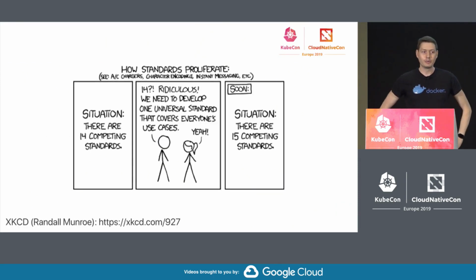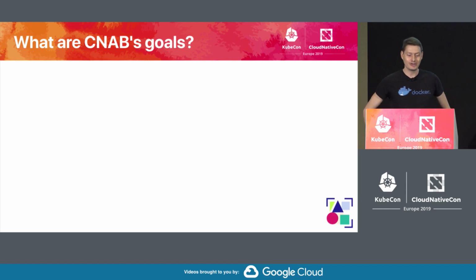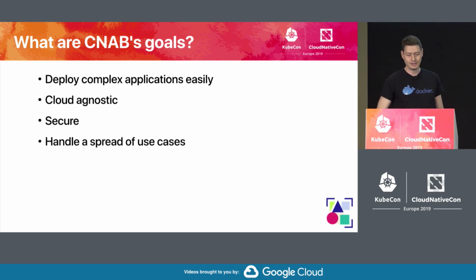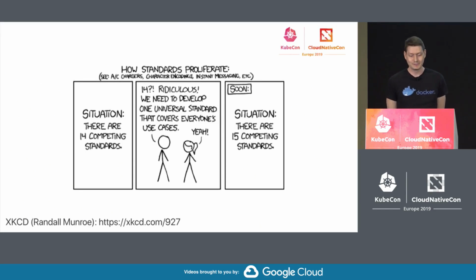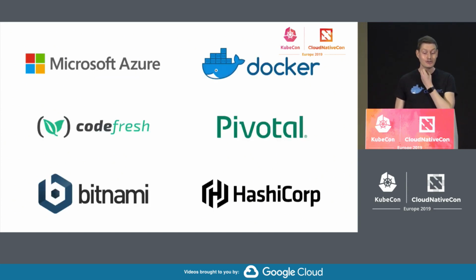So right about now, there's probably a bunch of alarm bells going off. Why do we need yet another standard or yet another spec? To make this happen? The alarm bells are good, but I'd like to reassure you that we're not creating CNAB alone. So we're doing this with a bunch of other folks who are actually in the room here today as well. From Microsoft, Pivotal, Bitnami, HashiCorp, CodeFresh.